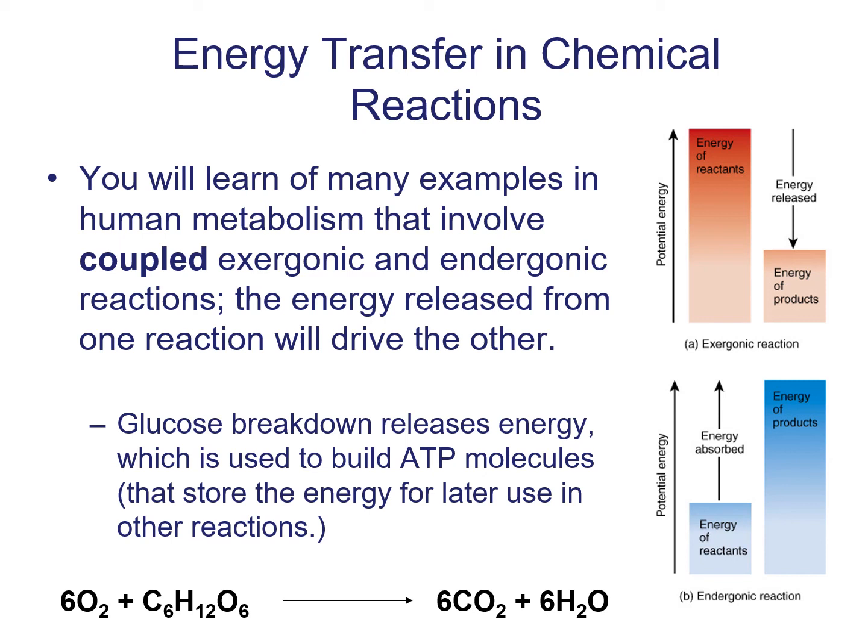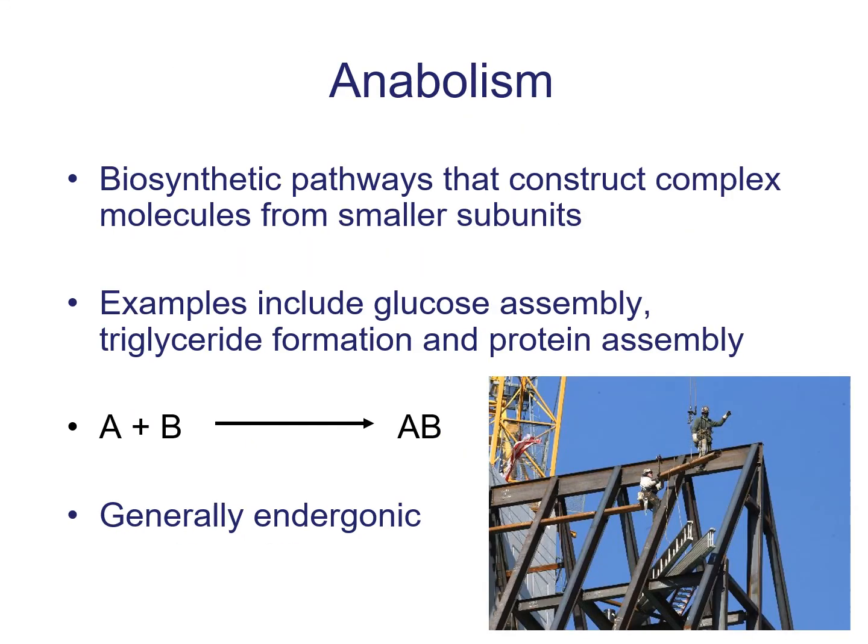So in this case, the reactants have less potential energy than the products. And we have to bring in energy from another source in order to store that energy in the products of the reaction. And typically the products of the reaction are going to be more complex than the reactants that we started with. An anabolic pathway or reaction is one that builds larger, more complex molecules from simpler subunits.